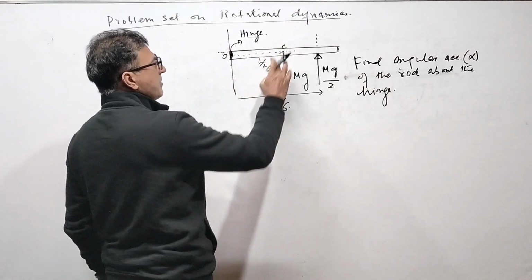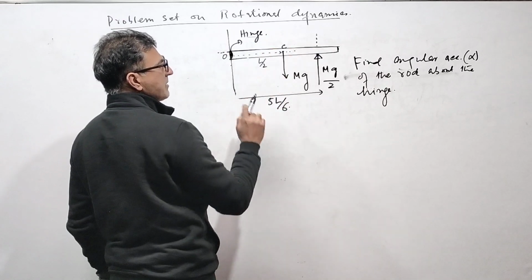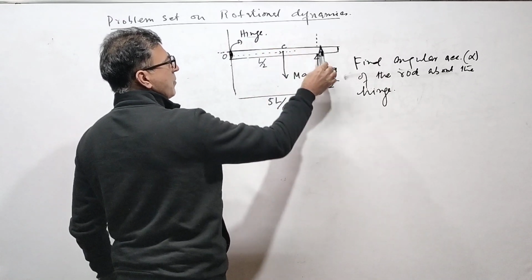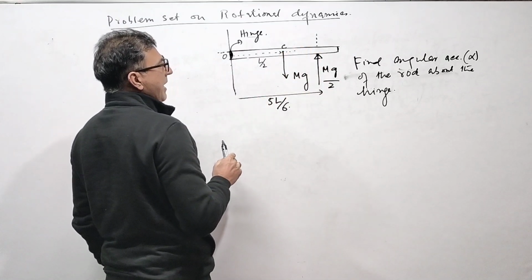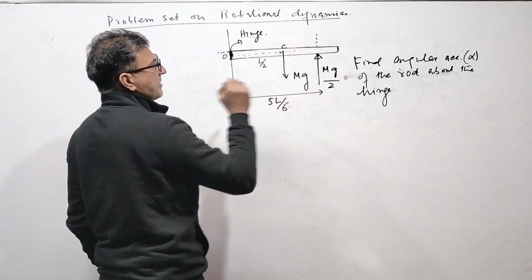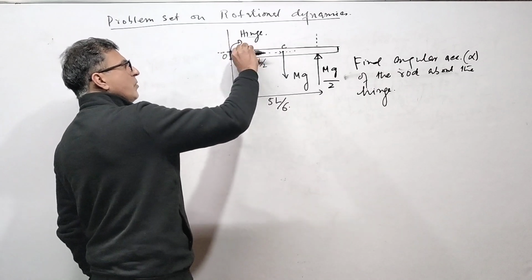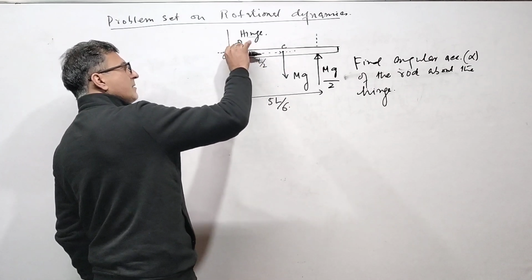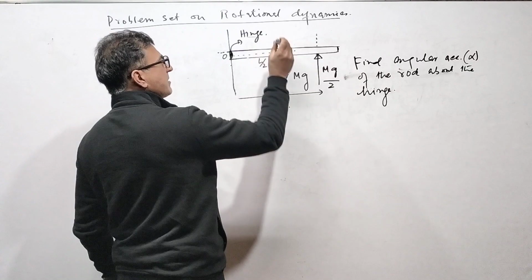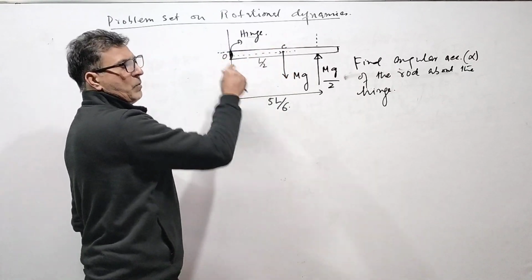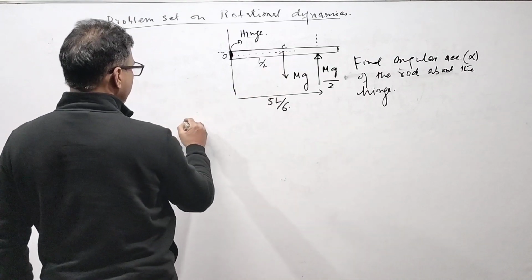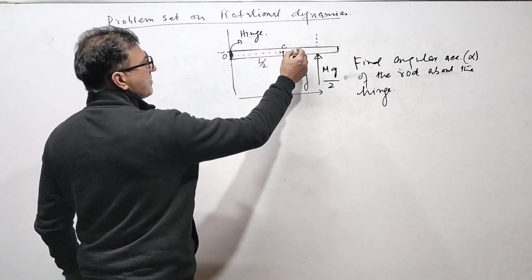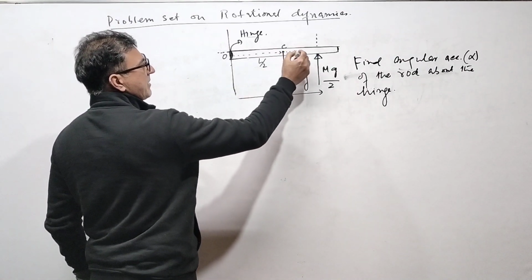Two forces act. First of all, the gravitational force acts downwards. And second, you are applying an upward force mg by 2, half of this gravitational force. And we have to find what the angular acceleration is about this hinge. It rotates like this. What is the angular acceleration of this rod about this point O? That is our question. So first of all, I have to find the torque.